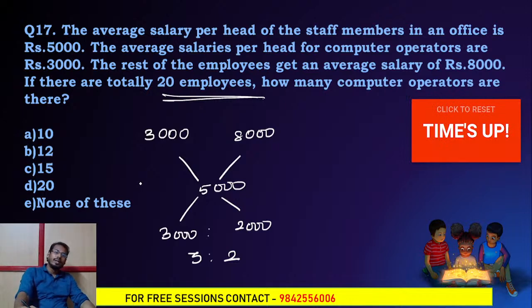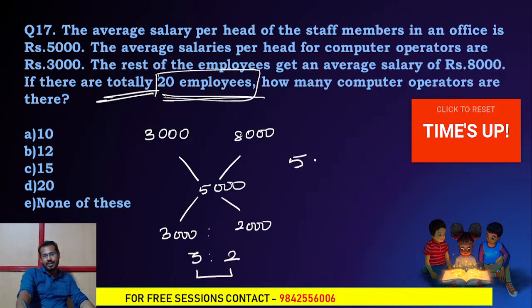Okay, so here we find everything. These 20 employees are the total employees. Total means this 3 plus 2. 3 plus 2 is 5 parts. 5 parts is equal to 20 employees.